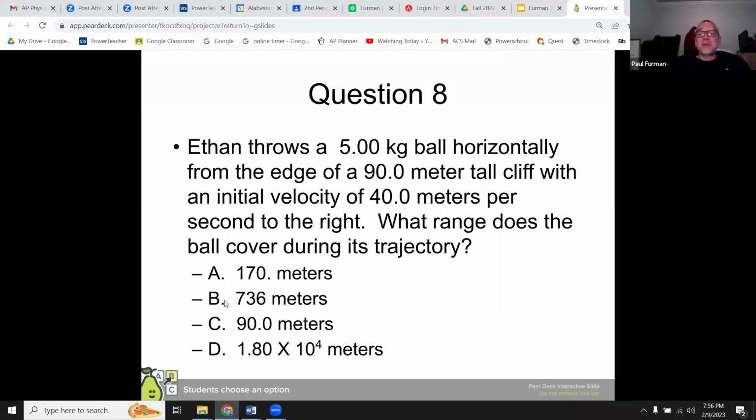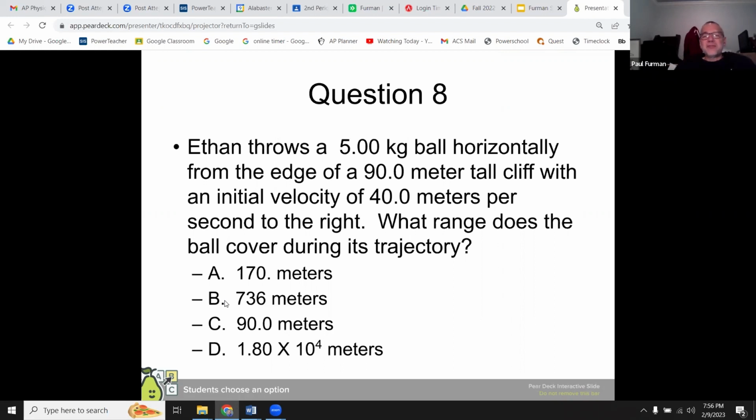90-meter tall cliff, well, that's your vertical delta x. So on the vertical side, you would have 90 meters for your delta x. Initial velocity of 40 meters per second to the right, that's a horizontal velocity. And what you're looking for is the range, that's your horizontal range. It doesn't look like you have a whole lot of information here, but you know the initial vertical velocity is 0. If I toss the ball horizontally and at the same time drop one from the same height, they're both going to hit the ground at the same time, because once they leave my hand, they're both accelerating downward at 10 meters per second squared.